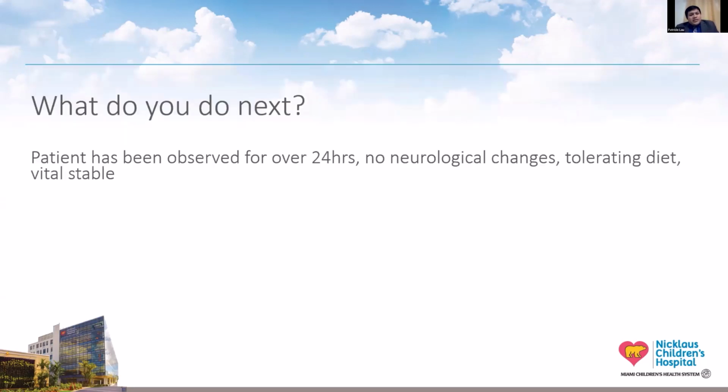So what would you do in this situation then? Now you have a patient that you have observed for 24 hours, or over 24 hours. From the neurological standpoint, they have done completely well. They have been tolerating the diet. Their vitals have been completely stable. She has been cleared by neurosurgery. She has been cleared by the DCF social work folks.